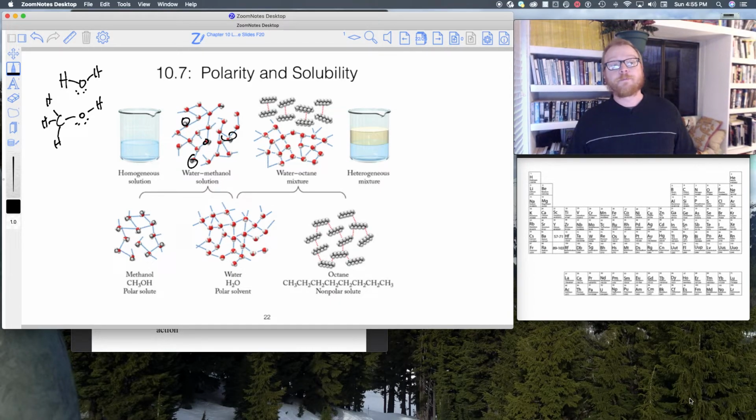Okay, so the result is it makes a homogeneous solution. So if you imagine something like water and octane, on the other hand, octane is not able to hydrogen bond at all to the water. And so because it can't even get in there into that hydrogen bond network, you'll make this heterogeneous mixture. They will actually be separated, okay?